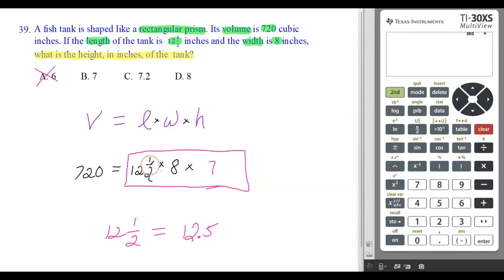So 12.5 times 8 times 7. And that 7 came from my answer choice here. If I hit enter and get 720, B is my answer. I get 700. I don't get 720. That does not match with this. So B is not my answer, and I just move on to C.